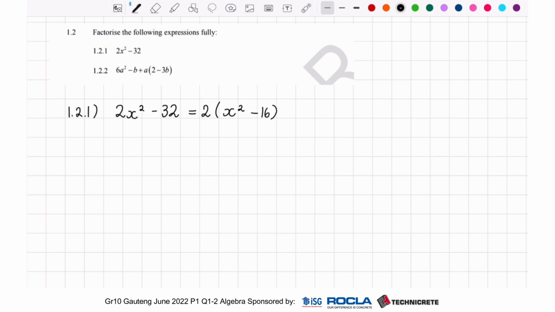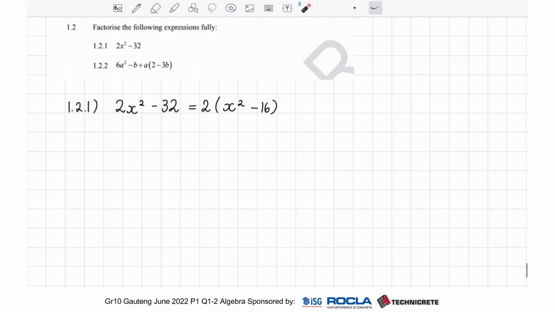And I can go further because I recognize that in this bracket, I've got my first term, that's a perfect square. My last term is a perfect square, and they are separated by a negative sign. So I know that I can do the difference of 2 squares. So I've still got the 2 on the outside. My 1 bracket is going to become 2 brackets.